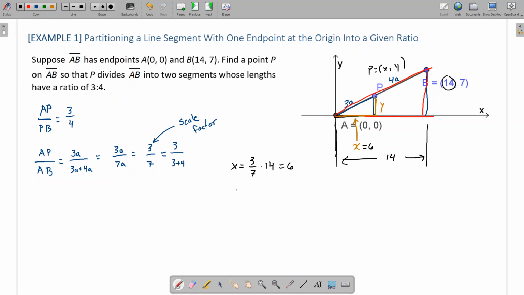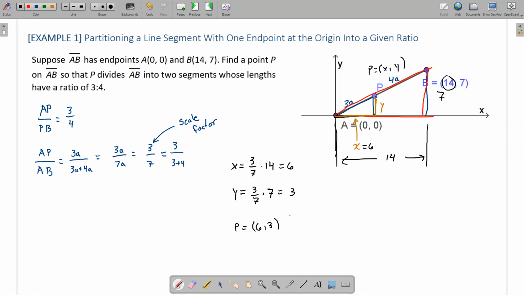We can do the same thing for Y. The Y value would be the scale factor multiplied by this side here, which in this case is 7. So if we take 3/7 times 7, we end up with just 3. That gives us the value for point P, which is (6, 3).